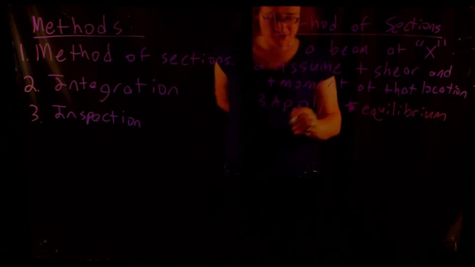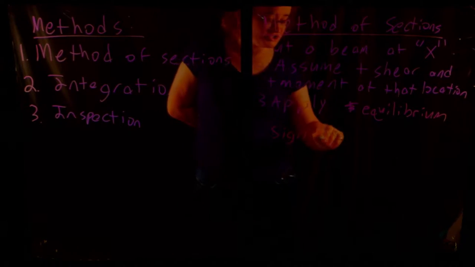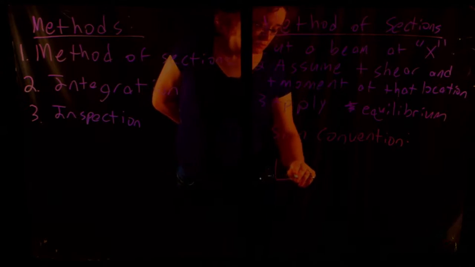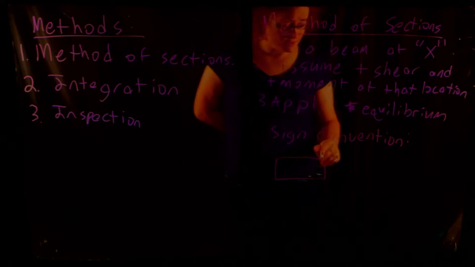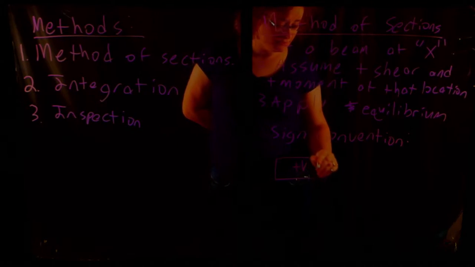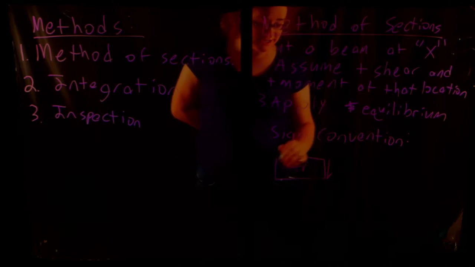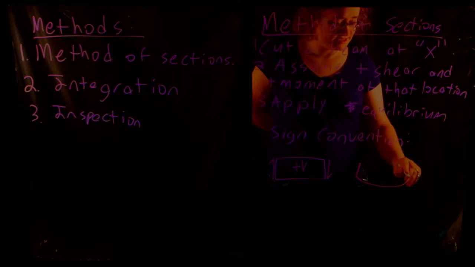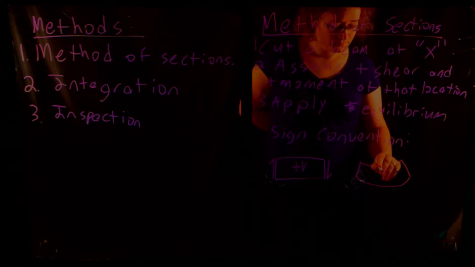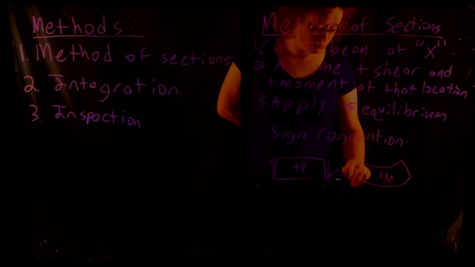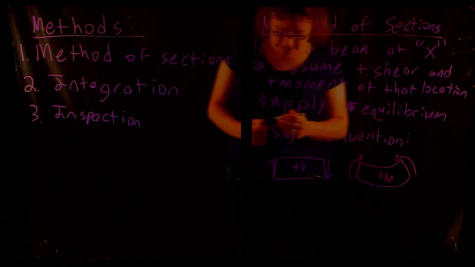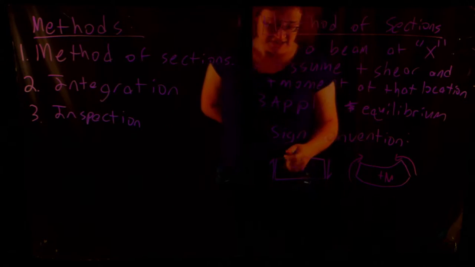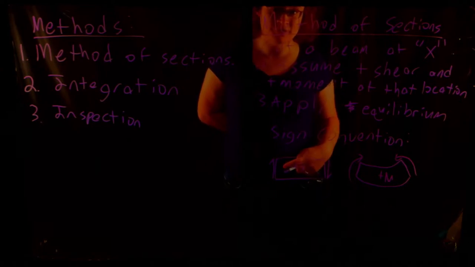Now, as a review, our sign convention for shear and moment will be as follows. If we have positive shear, we will have a downward shear arrow on the right-hand side and an upward shear arrow on the left-hand side. And then positive moment is something that produces positive curvature or positive bending, like this here. And as a reminder on the shear, it's not the fact that it is an upward arrow or a downward arrow that makes it positive. It is that you have an upward arrow on the left-hand side and a downward arrow on the right-hand side.